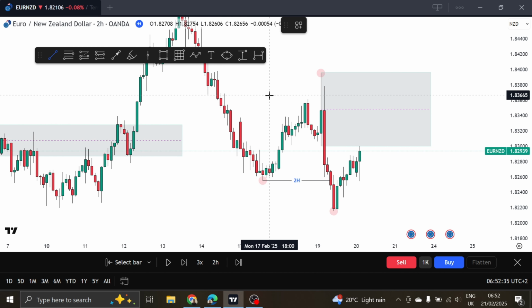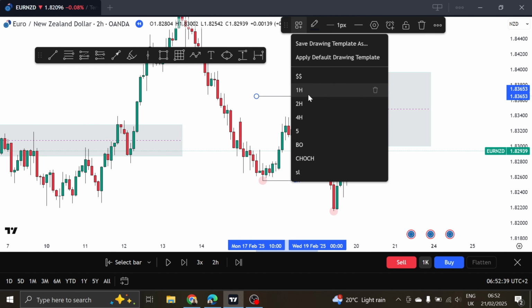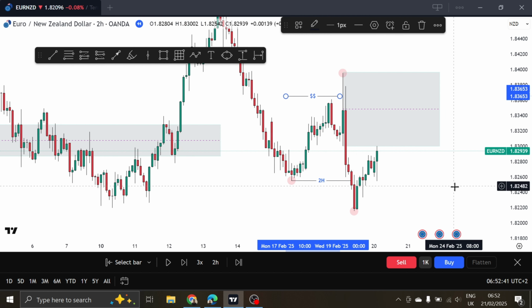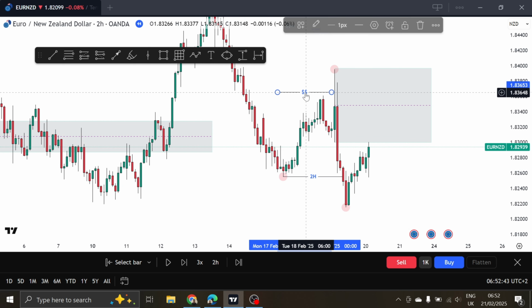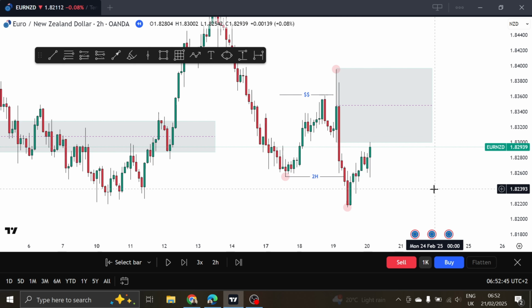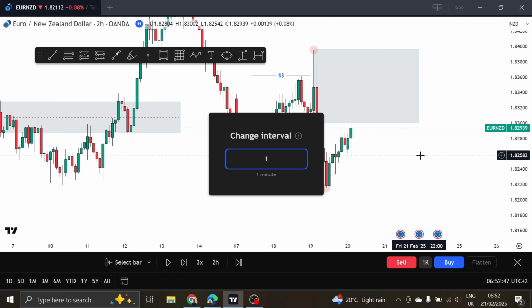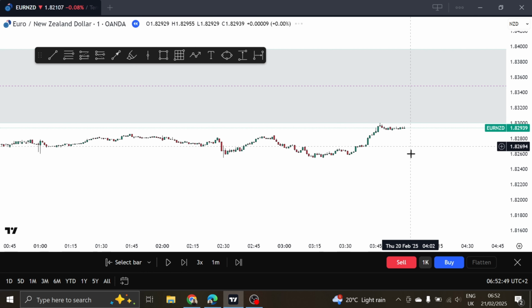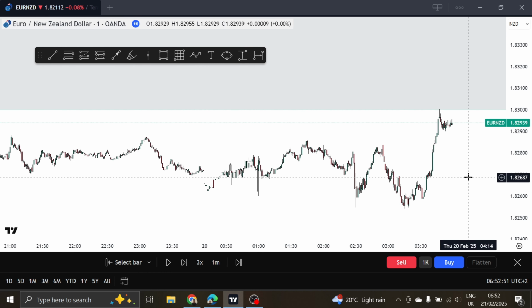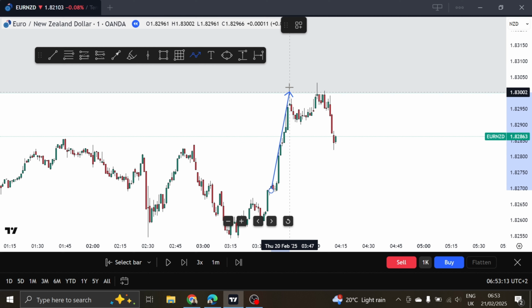Besides that, as you can see, the market had to take out the liquidity before causing that break of structure and impulsive move to the downside. That was another extra confirmation. Now heading over to my lower time frame, which is my entry time frame, what I was looking for is any reversal pattern. So as you can see right here, the market created a double top.